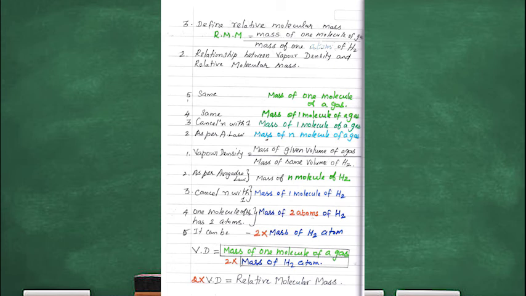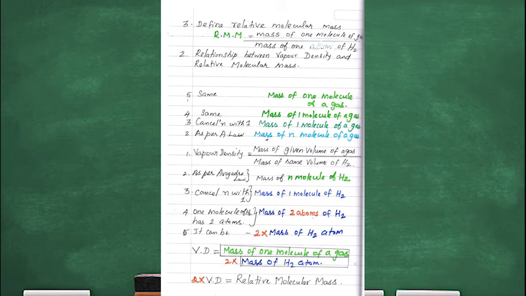Then next comes relative molecular mass. Relative molecular mass is a ratio. You have to compare it. Relative, like uncle and aunt, you will call your father's sister that way. It is related with someone. So here also: mass of one molecule of a gas by mass of one atom of hydrogen.